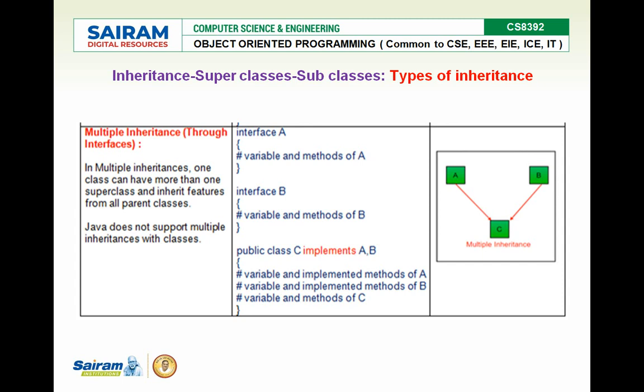Otherwise, you can have multiple interfaces as the option to implement multiple inheritance. That is what I have placed here, interface A and interface B. If you put class A and class B, extends class A and class B is not allowed in Java. There is a restriction because of this ambiguity problem, so they are going for the interface.